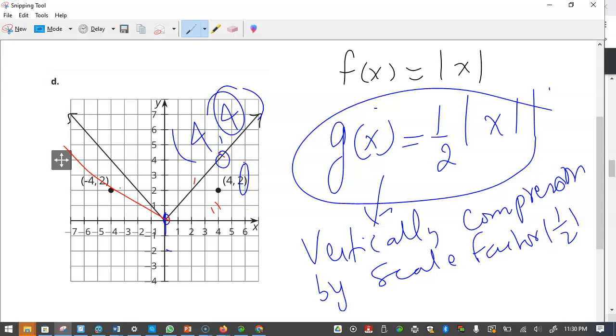So hope that helps to look at it from a different perspective. You are just compressing this graph towards the x-axis and the y values change. Let's go to the third question.